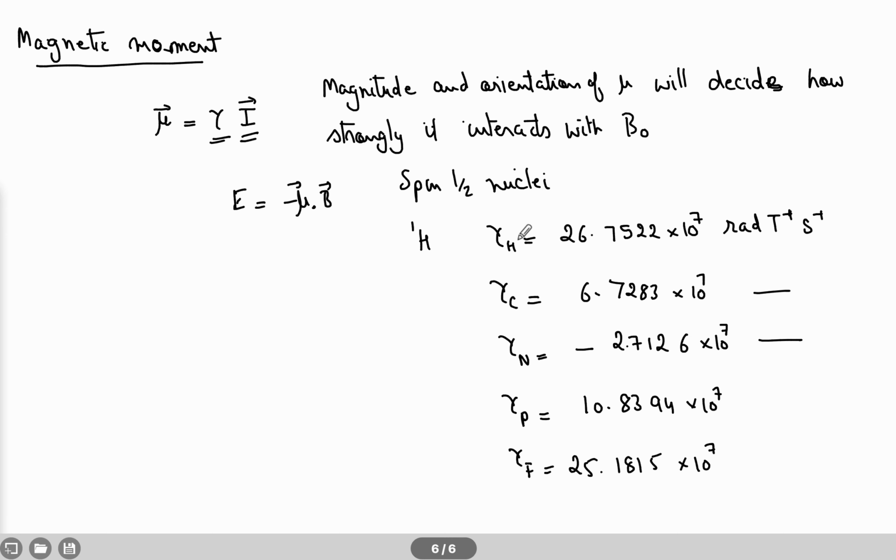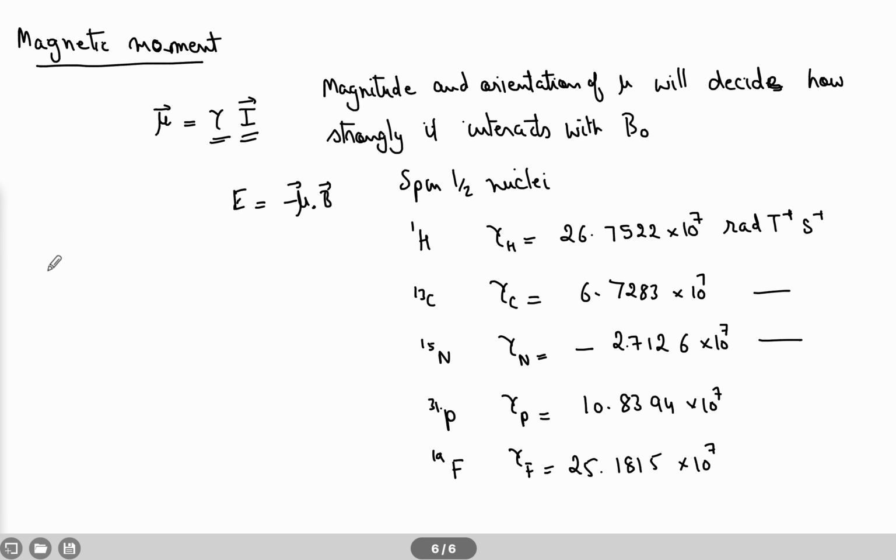All of them are spin half nuclei: 13C, 15N, 31P and 19F. That means their I values are the same, but their gamma values are different. Gamma is highest for proton, 26.7, and among these lowest for nitrogen. So the magnitude of the magnetic moment would also be in a similar ratio.